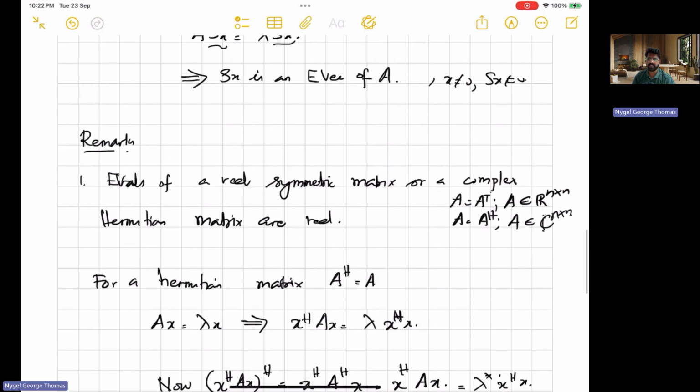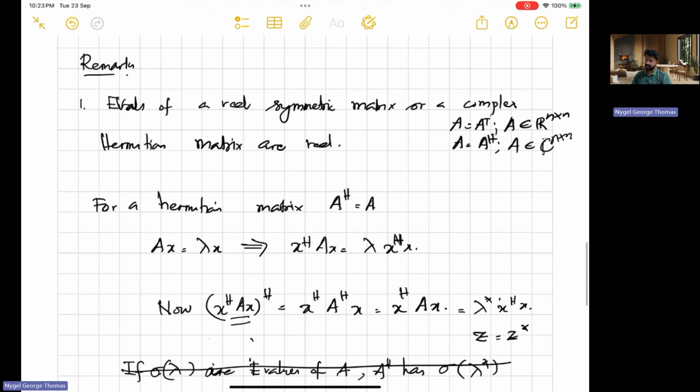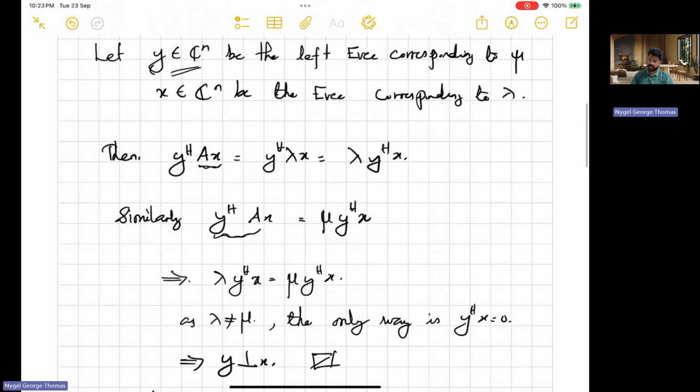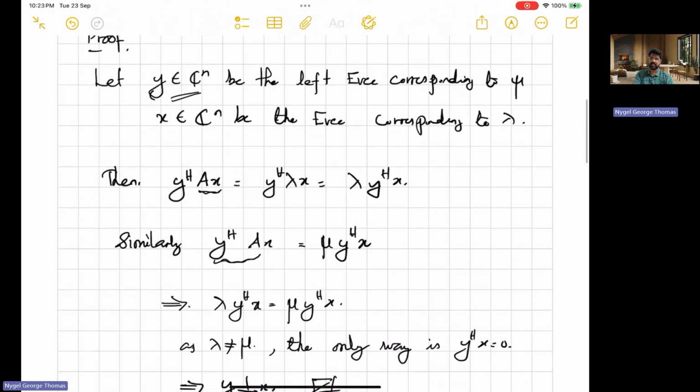So this is actually easy to prove. Just take the quadratic form and take the conjugate of the quadratic form. The quadratic form happens to be lambda times x Hermitian x, and the conjugate of that is lambda star times x Hermitian x. Both are equal. So in fact, lambda is equal to lambda star, which means that lambda is real. Okay, so let's end the discussion here.